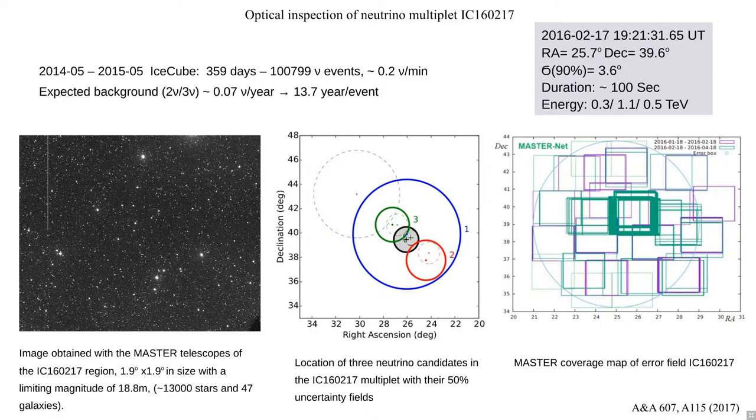For technical reasons, the message about the alert came to the electromagnetic support group a day later. The slide shows an image snapshot from MASTER of the triplet inspection area, second, the location of the three neutrino candidates, and third, the MASTER coverage map of the error fields of the triplet. Since the MASTER telescope surveys the entire sky constantly, there is an overview image of this area from before the alerts.